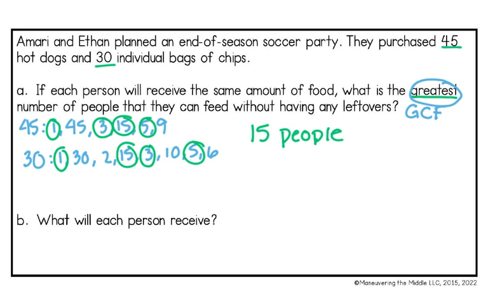So what will each person receive? For hot dogs, what did we multiply 15 by to get 45? We multiplied by 3, so they will each get 3 hot dogs. How many chips are they going to get? Well, 15 people. What did we multiply 15 by? We multiplied 15 and 2 to get 30, so they will each get 2 bags of chips.